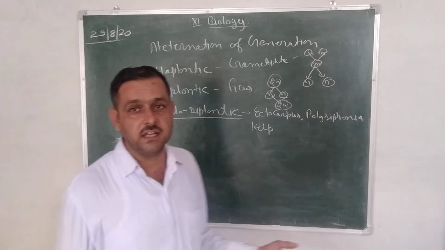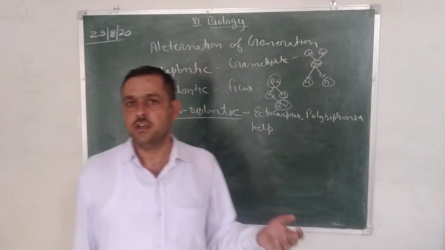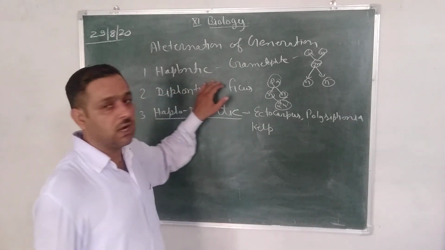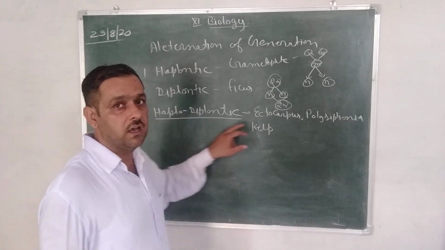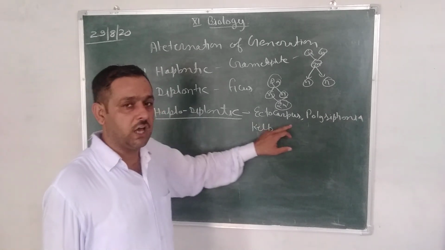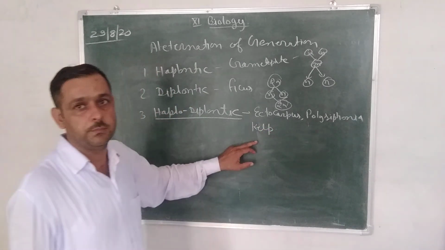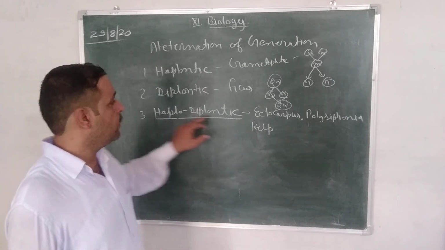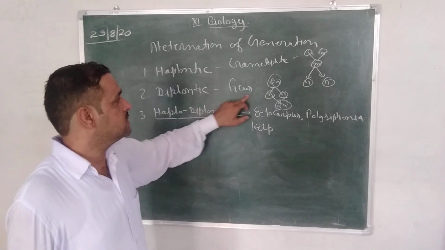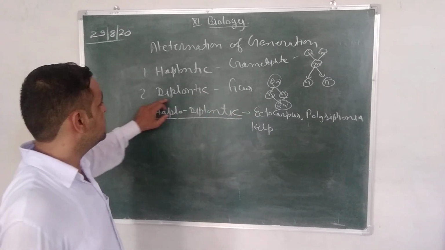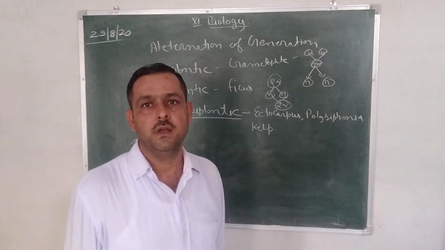In algae we can say their main condition is gametophyte, so haplontic alternation of generation is found in algae. But there are exceptions: Ectocarpus, Polysiphonia and kelp. These algae have haplodiplontic alternation of generation, and one is Fucus, which has diplontic alternation of generation.